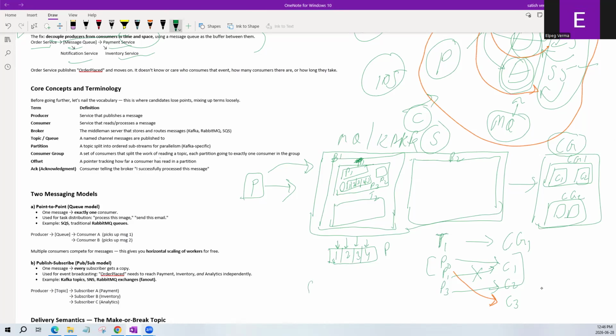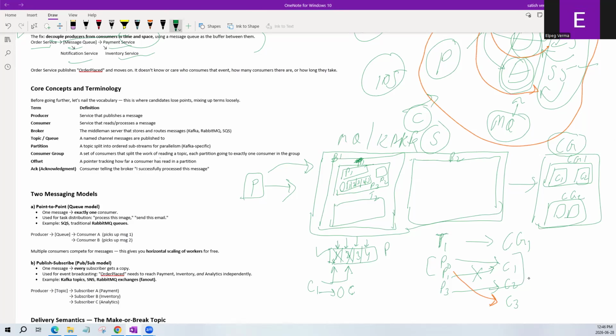So suppose C1 consumes offset 1, then offset commit. After consuming, whenever the consumer consumes message 1, it will say offset commit, it's done, right? Then consumer 1 again consumes message 2, again it does offset commit, done, done, done. Okay, so these offsets are used for tracking the messages.